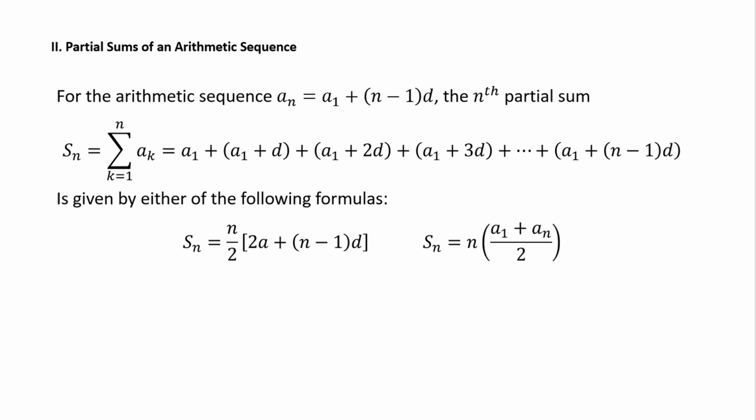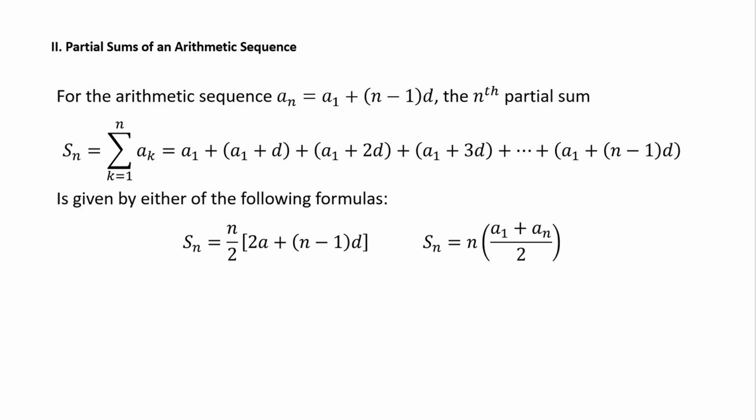Roman numeral 2, partial sums of an arithmetic sequence. For the arithmetic sequence, a sub n equals a sub 1 plus the quantity n minus 1 times d, the nth partial sum, written S sub n, is equal to the sum of k equals 1 to n of a sub k, which is equal to a sub 1 plus a sub 1 plus d plus a sub 1 plus 2d plus a sub 1 plus 3d plus dot dot dot plus a sub 1 plus n minus 1 times d, is given by either of the following formulas.